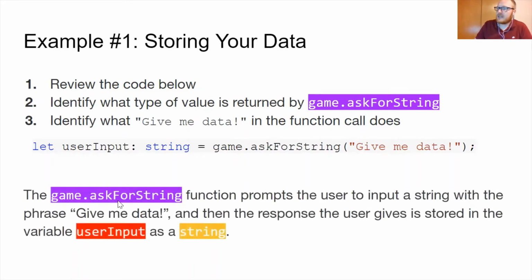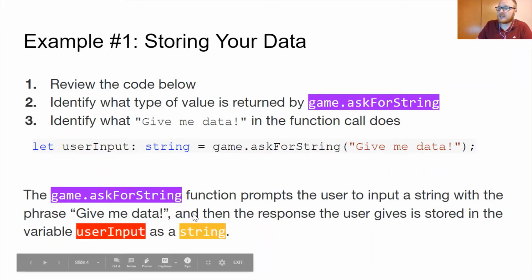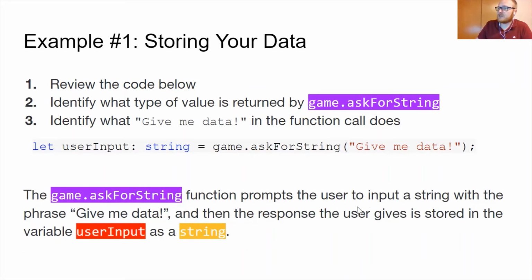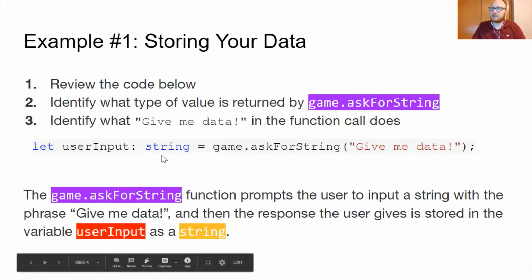The game.askForString function prompts the user to input a string with the phrase giveMeData. Then the response the user gives is stored in the variable userInput as a string. So let's look at what that looks like.